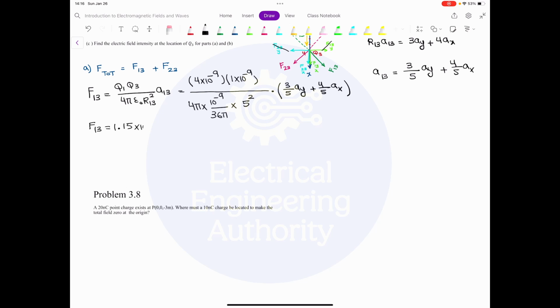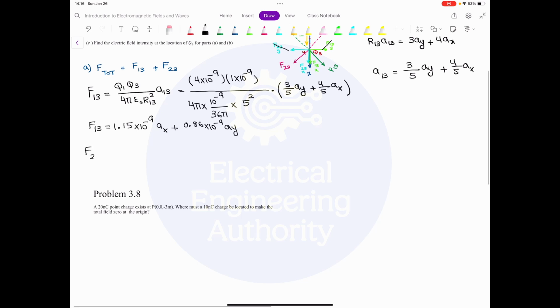1.15 multiplied by 10 to the negative 9 AX plus 0.86 multiplied by 10 to the negative 9 AY. This is my F13, but now I have to find F23 and then add them together to find F total. So let's find F23, the same exact procedure. So we have Q2, Q3 over 4 pi epsilon naught R23 to the power of 2, A23.